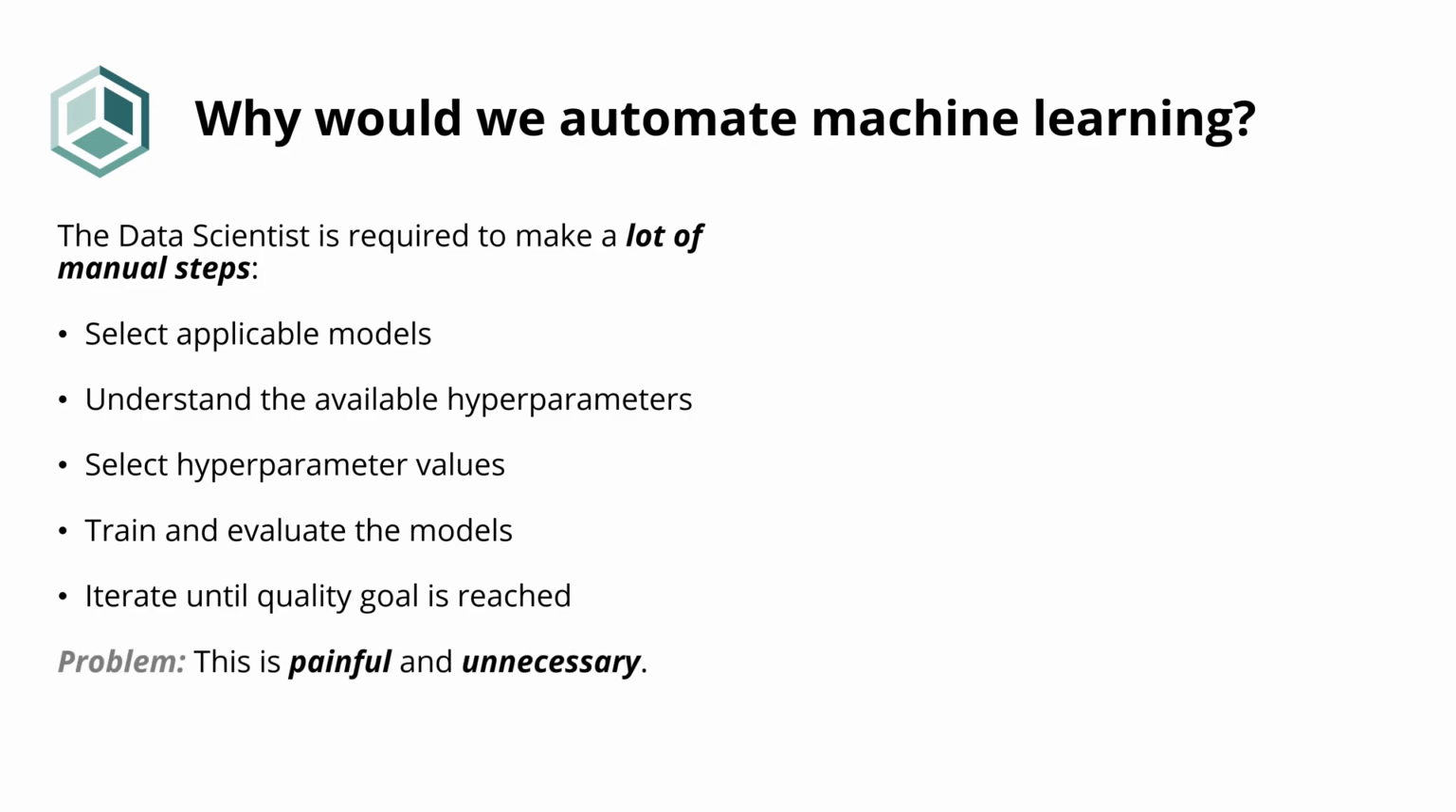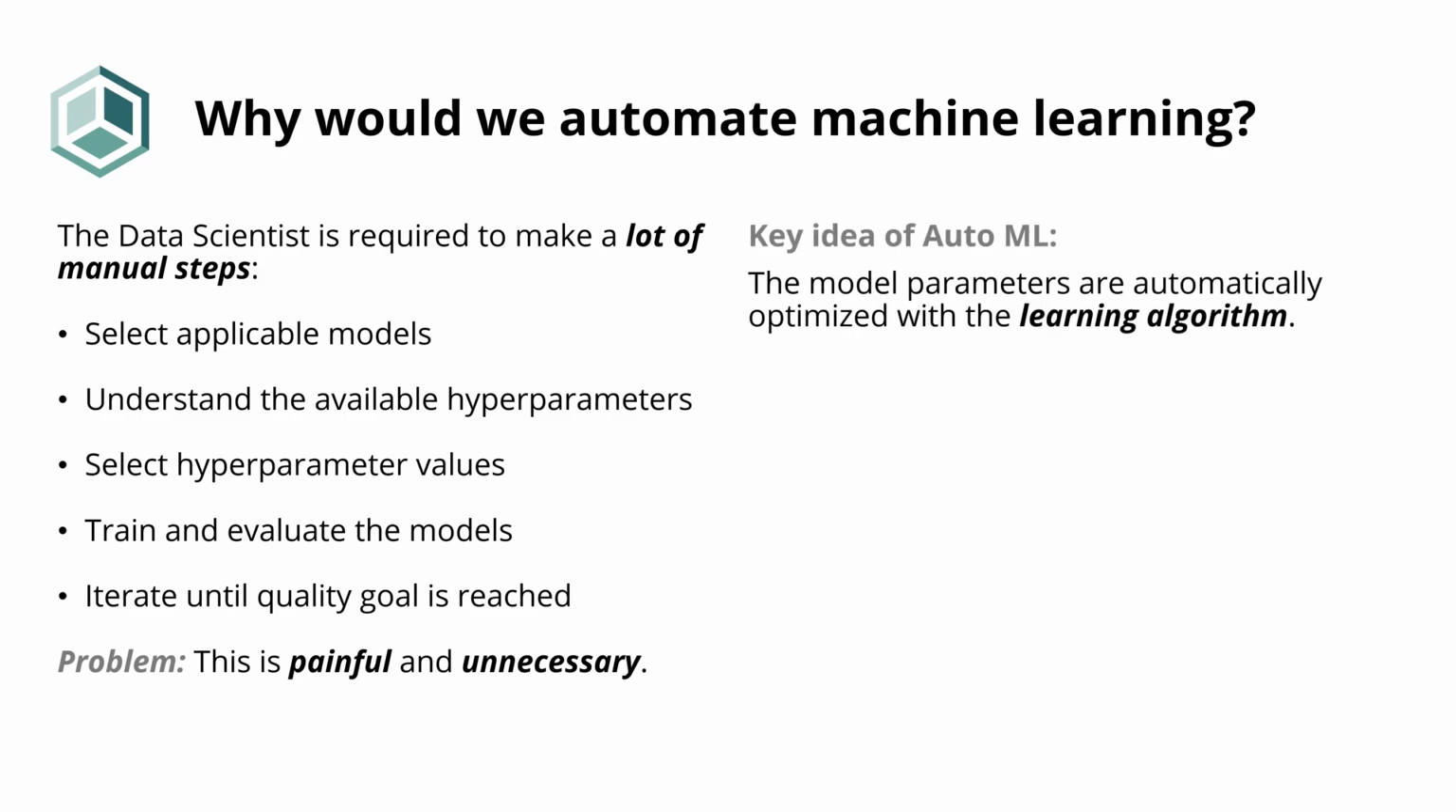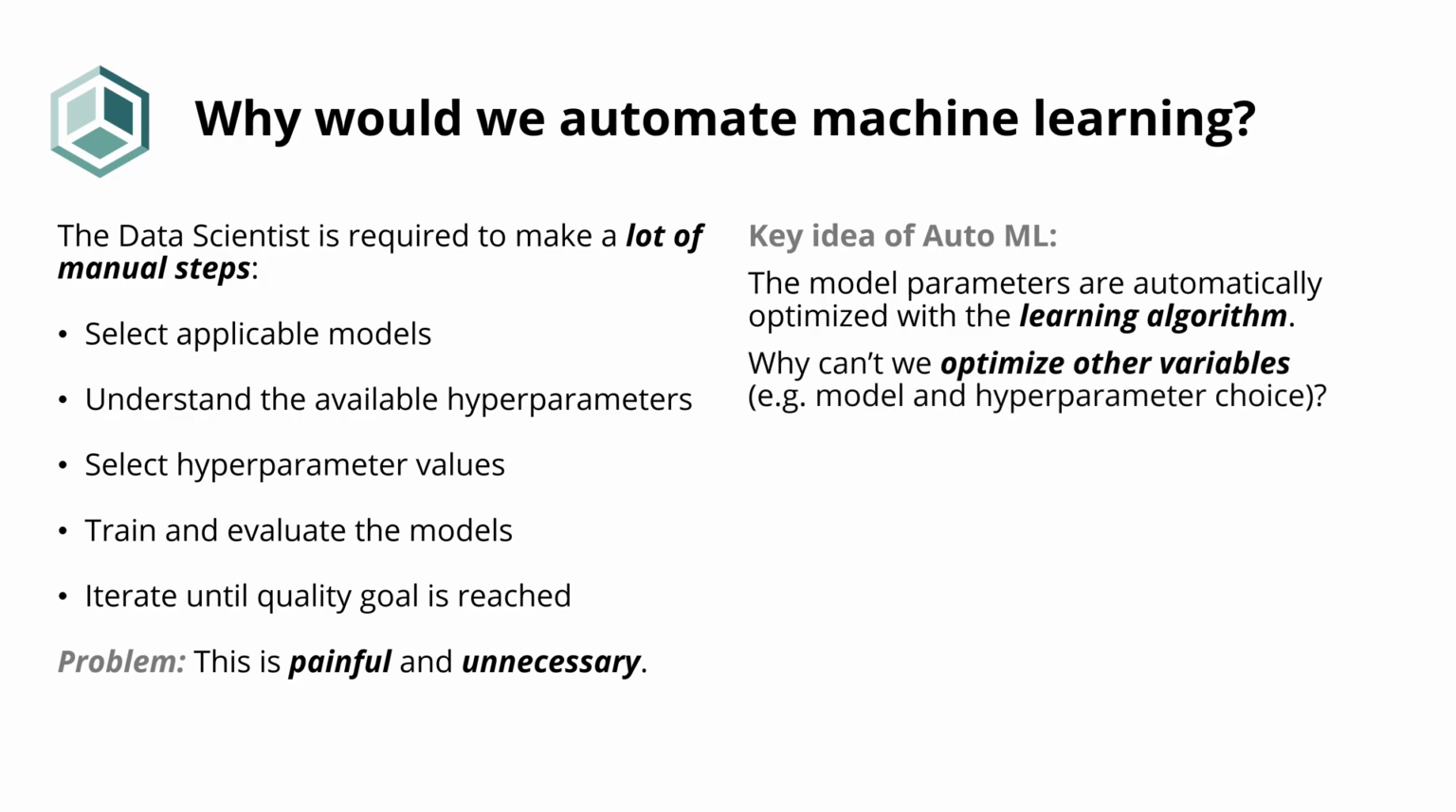The key underlying problem is that this is both painful for the data scientist, and on top of that, a lot of this work is unnecessary. The key observation to be made here is that the machine learning workflow itself is a kind of optimization problem. We have some search space of possible choices to be made, and we are interested in finding the best model according to some objective metric. In other words, the model parameters are optimized with a learning algorithm. The question is, why can't the same be done with the entire machine learning workflow?